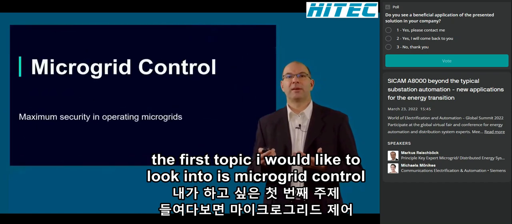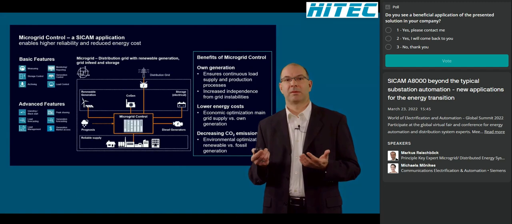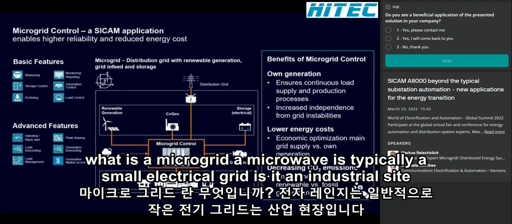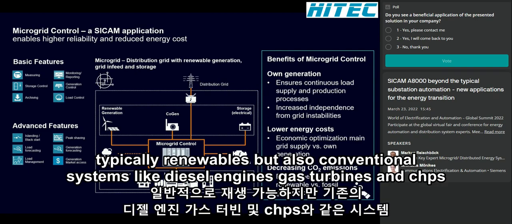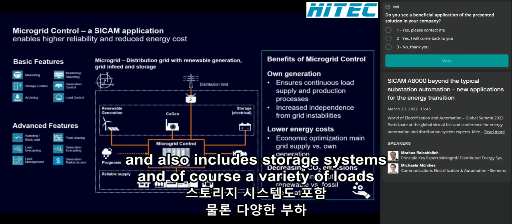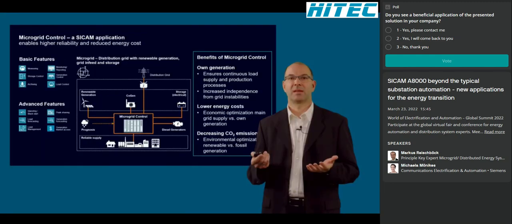The first topic I would like to look into is microgrid control. What is a microgrid? A microgrid is typically a small electrical grid. Is it an industrial site, a commercial or university campus, or a military base? It owns energy production assets, typically renewables, but also conventional systems like diesel engines, gas turbines, and CHPs, and also includes storage systems and, of course, a variety of loads.